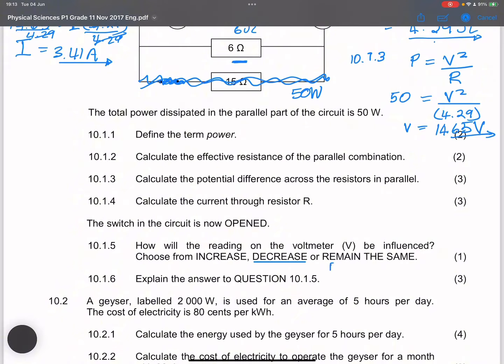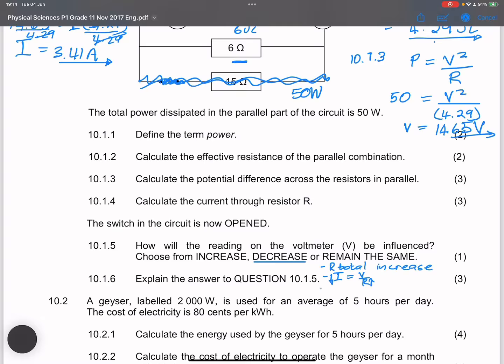Okay, so firstly, I'm going to say the total resistance of the circuit will increase when we remove that resistor, right? And so what happens? The current will decrease. I is equal to V over R. As I increase resistance, current will decrease, right?